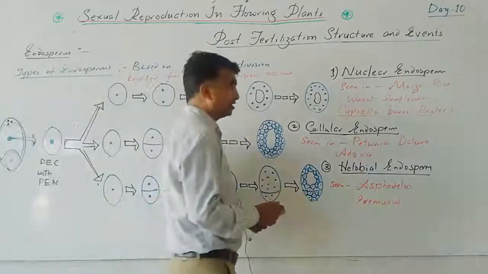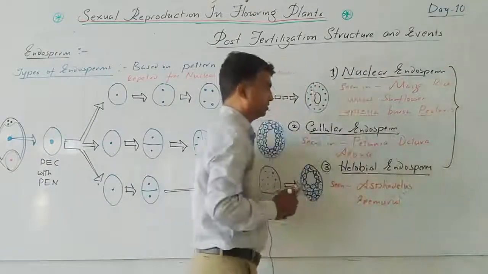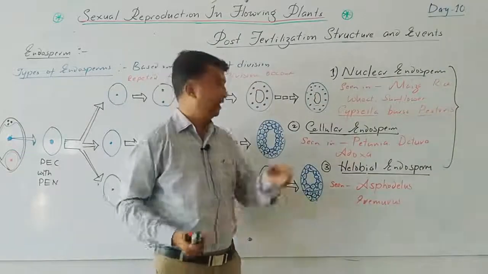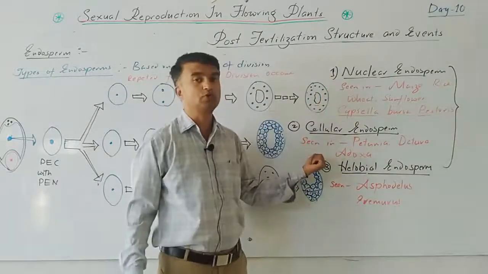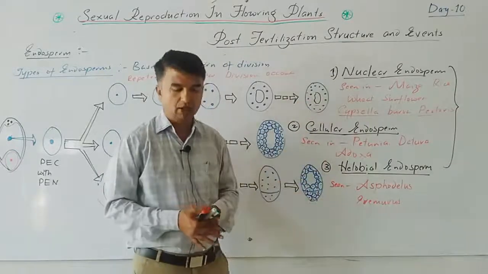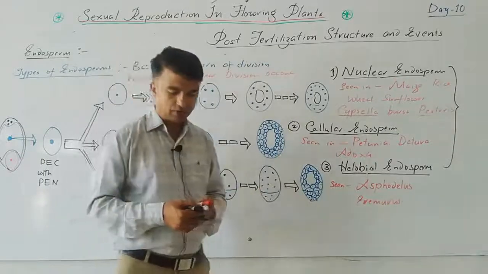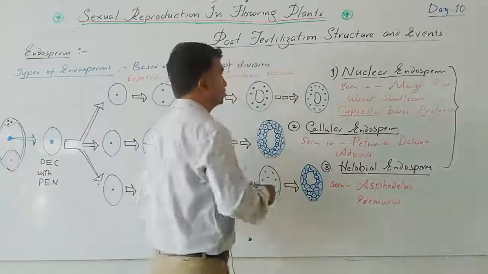But in the NCERT textbook, only two explanations are given, and the headings cellular and nuclear endosperm are not given. So: nuclear endosperm, cellular endosperm, helobial endosperm. One more example is given in the textbook, that is the coconut. When you observe the coconut, so this is a coconut.